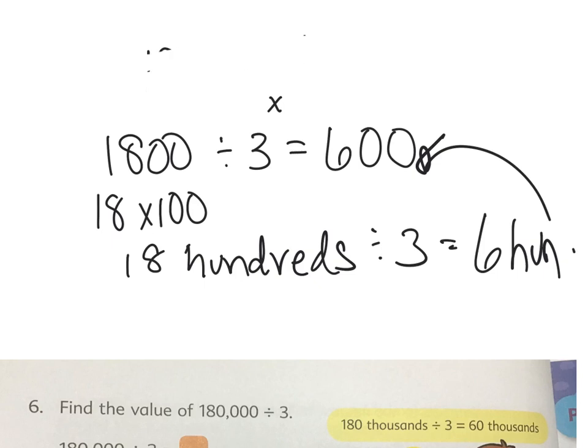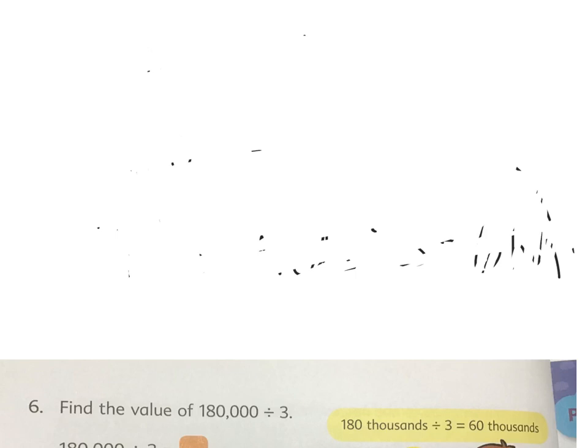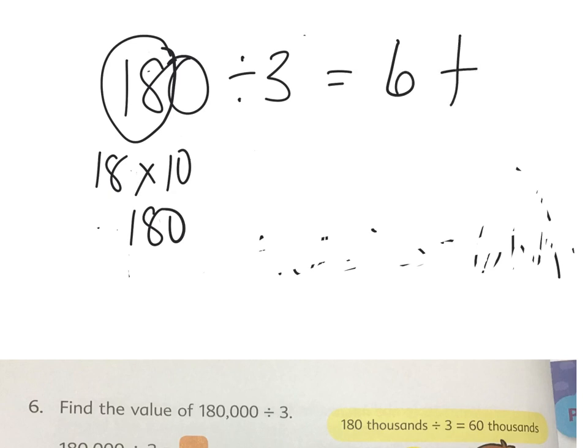Now, I'm going to erase this. In Notability, it erases a lot better, but anyways, good enough. If I say 180 divided by 3, it's actually 18 tens, because 18 times 10 equals 180. So 18 tens divided by 3, what will that equal? Yep, 6 tens, or 60.